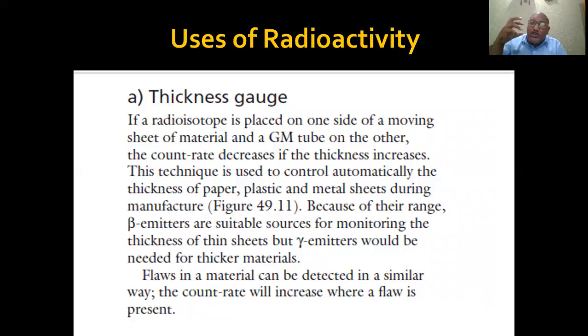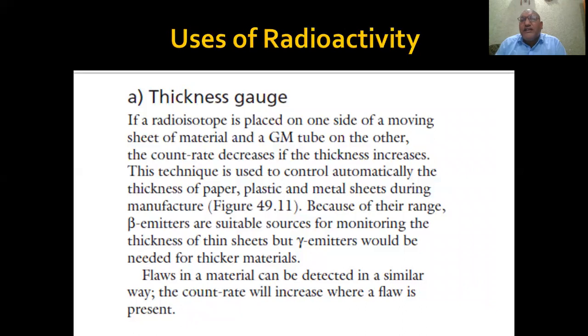So you see, by using the radiation, we are able to keep a check on the material we are manufacturing. We can check its thickness. If you are manufacturing paper, or sheets which are thin, you can use beta particles. But if the sheets you are manufacturing are thick, then the beta particles might not be able to penetrate through them. So we will use gamma rays.